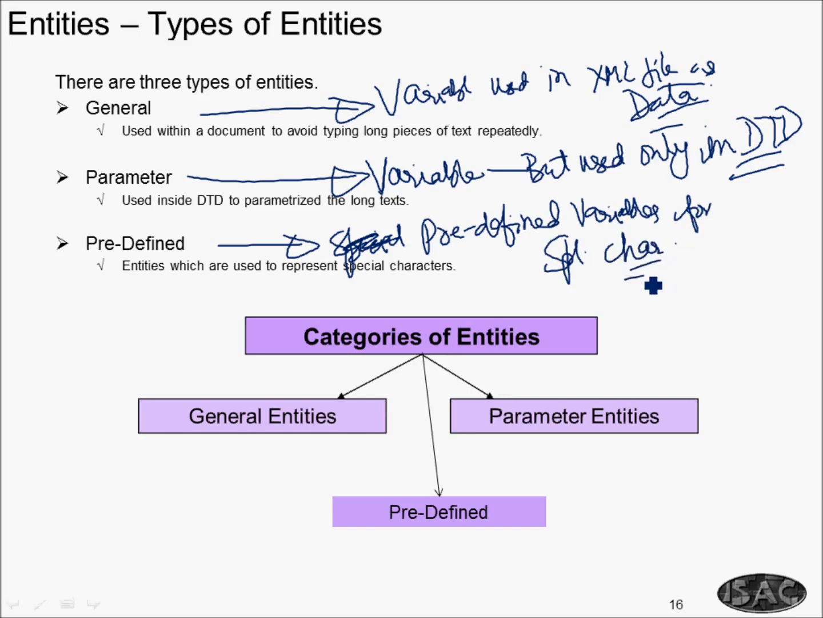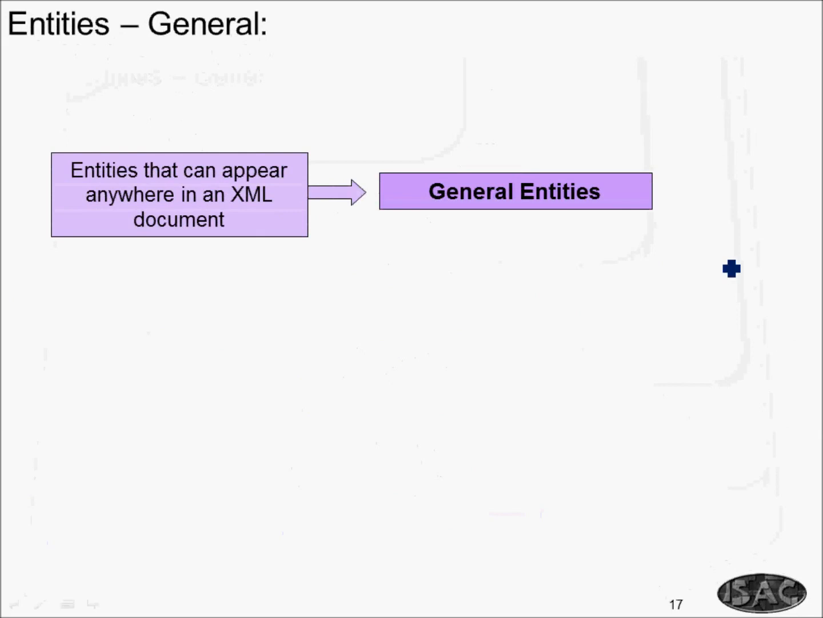Predefined variables for special characters like this, this, and this. Okay. Now we will go into each one of them one by one and try to understand what the entities are, what is so important about general entities, what is so important about parameter entities, and what is so important about predefined entities. So let us first look into general entities.